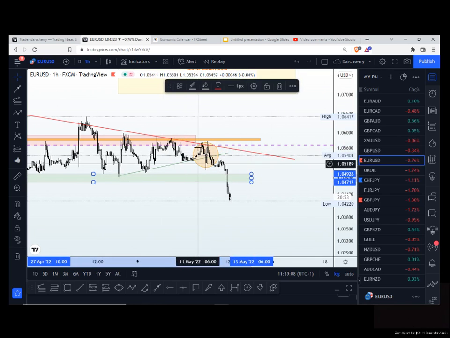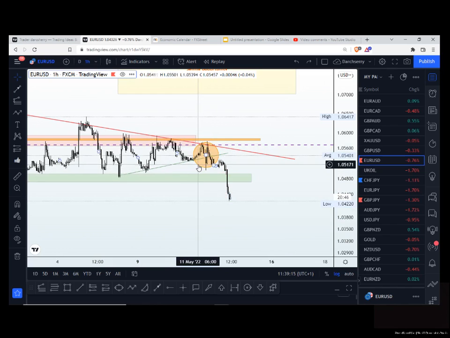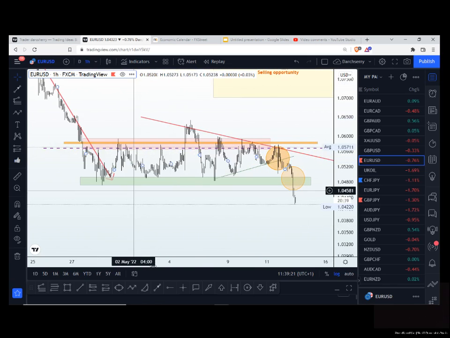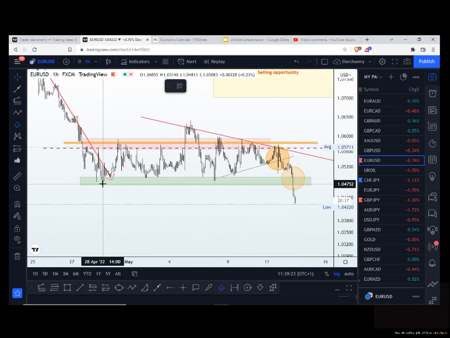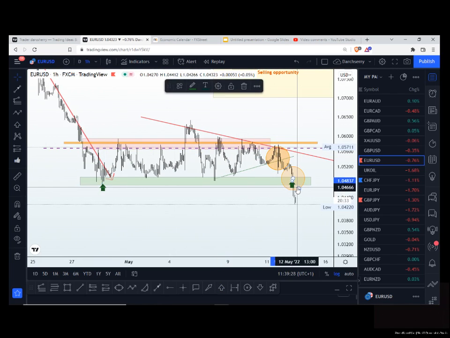We can see that we also witnessed a breakdown of that demand zone, giving us a sign that the demand zone is no longer strong enough to hold price action. As you can see, the demand zone has been holding price for some time, and unfortunately for the buyers, it wasn't able to hold at this point.